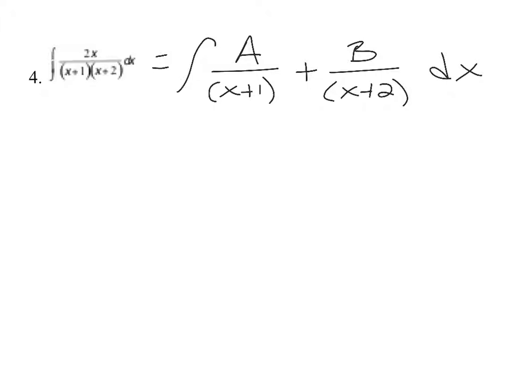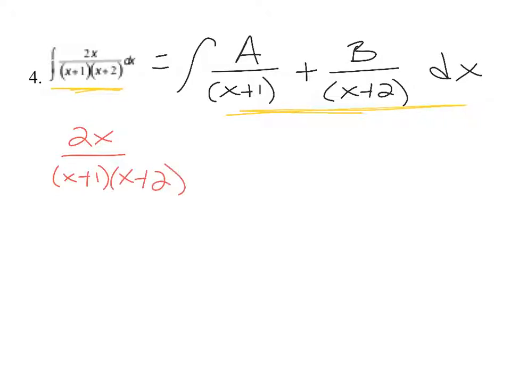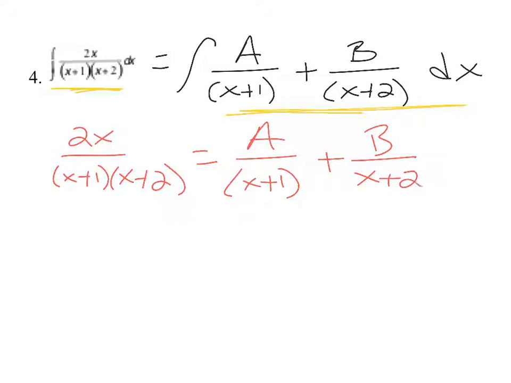So the whole point of this is if you have the integration of junk equals the integration of some other junk, then those two pieces of junk must be equal to each other. So that's exactly what I'm going to do. I'm going to say that 2x over those two factors has to equal a over x plus 1 plus b over x plus 2. So look at this. I don't even have any more calculus on there now. It's just an Algebra 2 question.